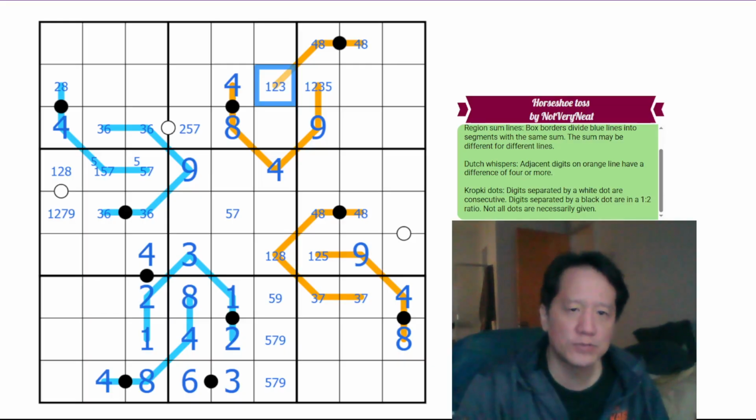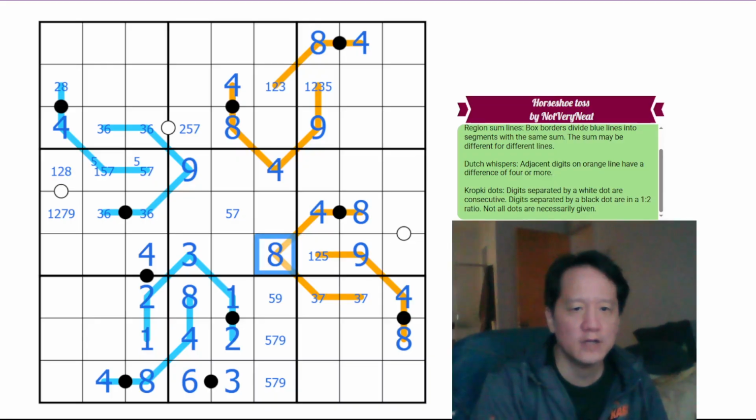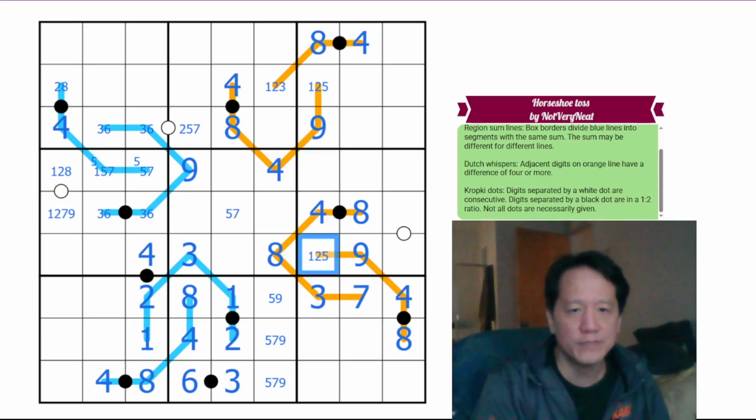This is 1, 2, or 3. 4 can never be next to it on a whisper 4 line because it's not going to be 4 or more away from it. So this has to be 8 here, which makes this 4. 8 eliminates 8 here, so it's 4 and 8. 4 can only be next to 8 out of 1, 2, or 8 on a whisper 4 line. That leaves this as a 3. This as a 7. That eliminates 3 from being here.